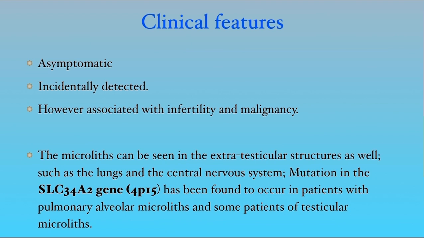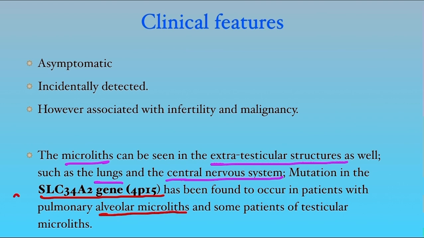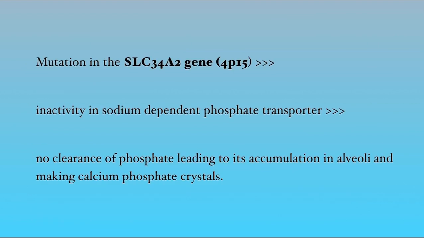What happens is, microliths can also be seen in extratesticular structures as well, such as lungs and CNS. Mutation in SLC34A2 gene, 4p15, has been found to occur in patients with pulmonary alveolar microlithiasis and some patients of testicular microliths. So you have to remember this gene thoroughly. Now this is a question, so we will read more about it.